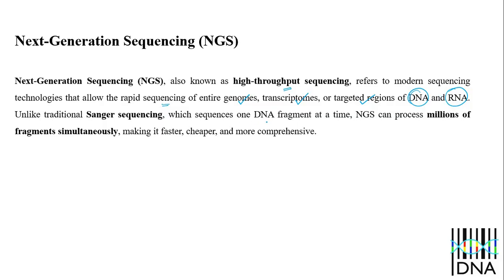Unlike Sanger sequencing, which sequences one DNA fragment at a time, NGS can process millions of fragments simultaneously. This NGS is very fast, cheap, and more comprehensive as compared to Sanger sequencing. That's why it is known as high throughput sequencing, because at a time it will process and sequence millions of fragments.